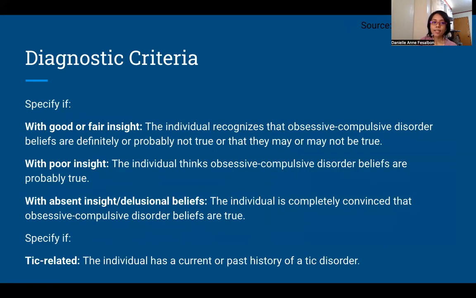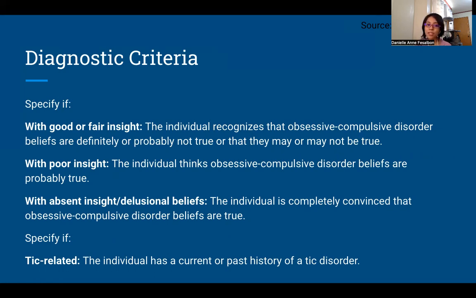Okay, and then there's also the specifier. Someone who has good or fair insight recognizes that their beliefs are probably not true, or may not be true. So for example, they know that their hands are no longer dirty, but they just can't help but clean their hands. They really know that the compulsions or the obsessions are probably not true, but they just can't help it.